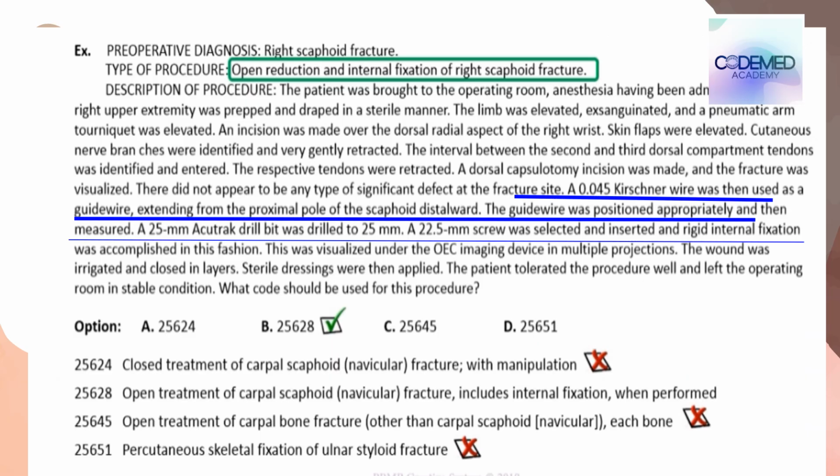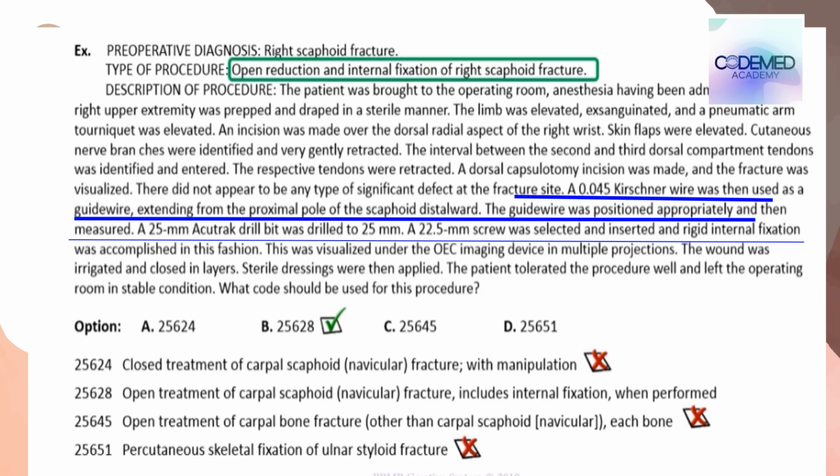Now let us take the example on this particular guideline. The preoperative diagnosis is right scaphoid fracture, and the type of the procedure is open reduction and internal fixation of the right scaphoid fracture, and the description of the procedure is given. Sometimes during the exam, if you get the type of the procedure, then we may not go into the detail, but I would highly recommend to read the description, because there are certain other clues that you will get in this particular description.